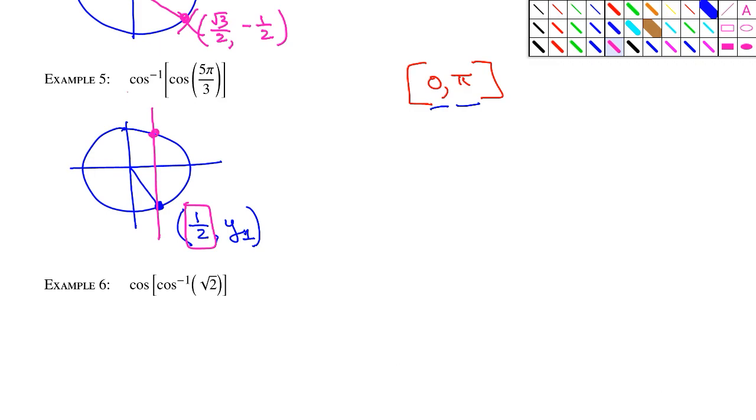That produces this point, which is 1/2, comma, let's say y sub 2, a different y. And this new point is in the correct quadrant for doing arc cosine. So the question is, what is that angle? And that angle is pi over 3. So the arc cosine of the cosine of 5 pi over 3 is pi over 3.